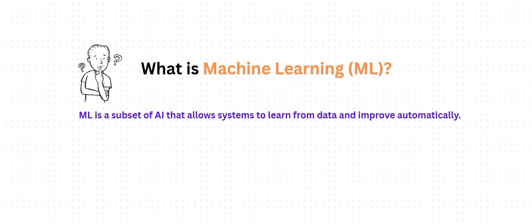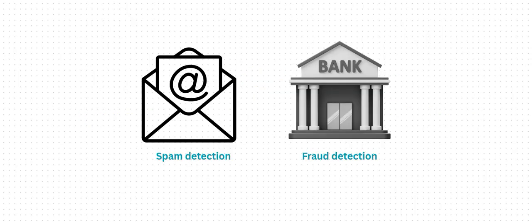Let's try to understand this with some examples. Spam detection, or email spam filters, learn from millions of emails to identify what is spam and what is a genuine email. Likewise, in bank fraud detection, the system learns the transaction patterns and can flag unusual or suspicious activities. Think of the e-commerce example: it learns from purchase or browsing history to recommend the products that the customer is likely to buy. So machine learning is all about using data and experience to make better predictions and smarter decisions over time.